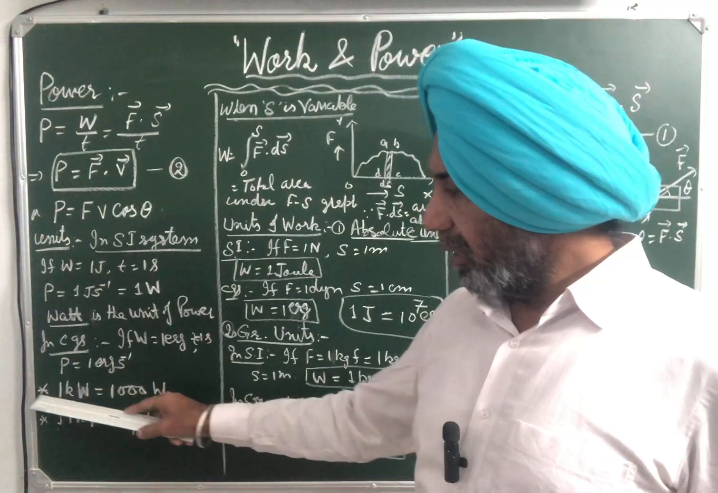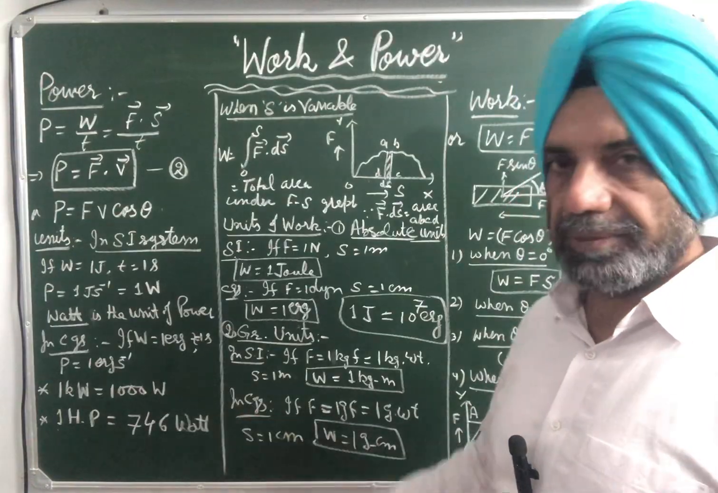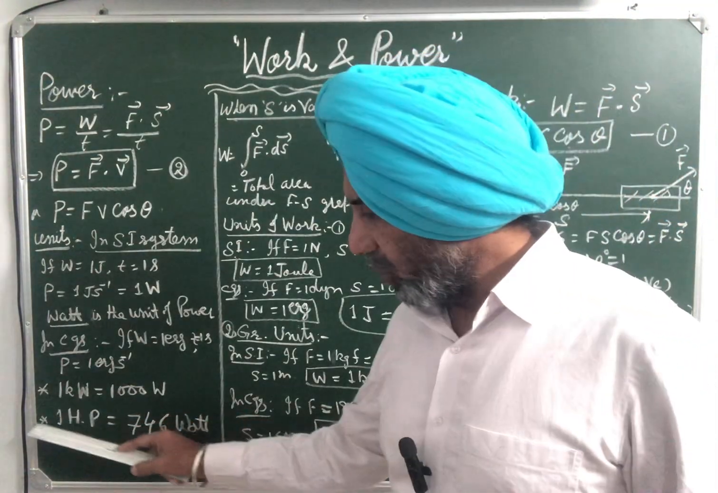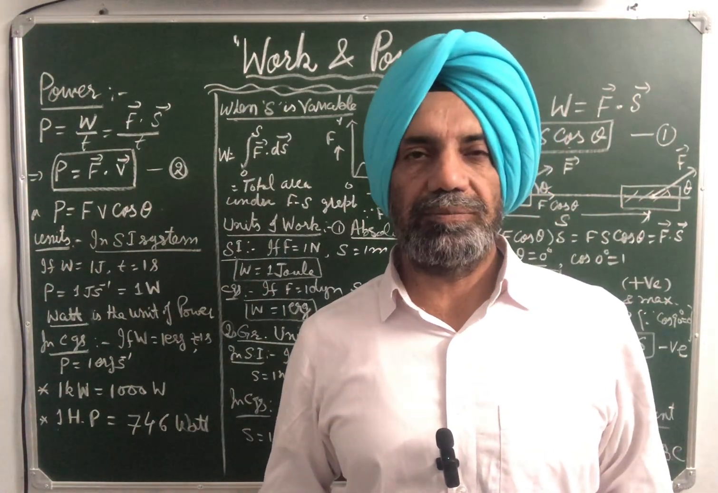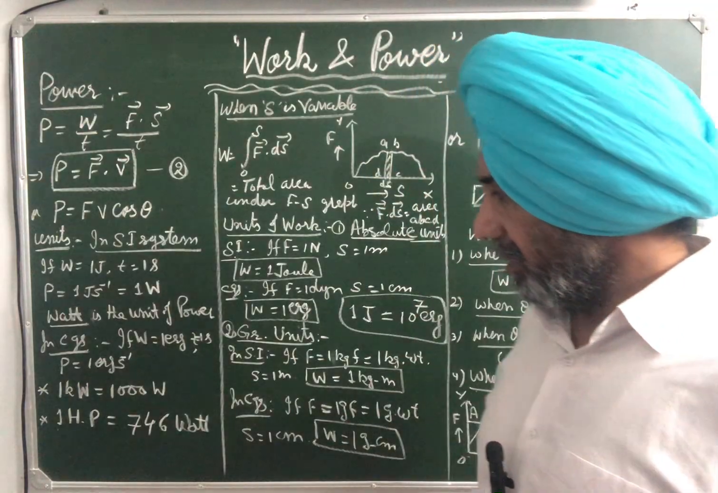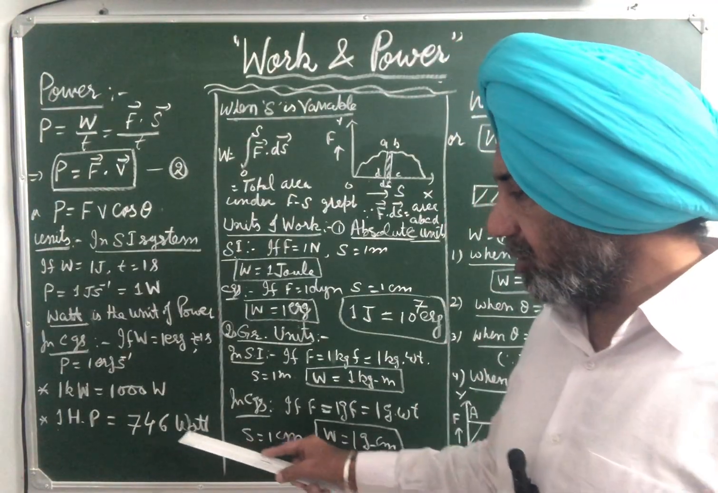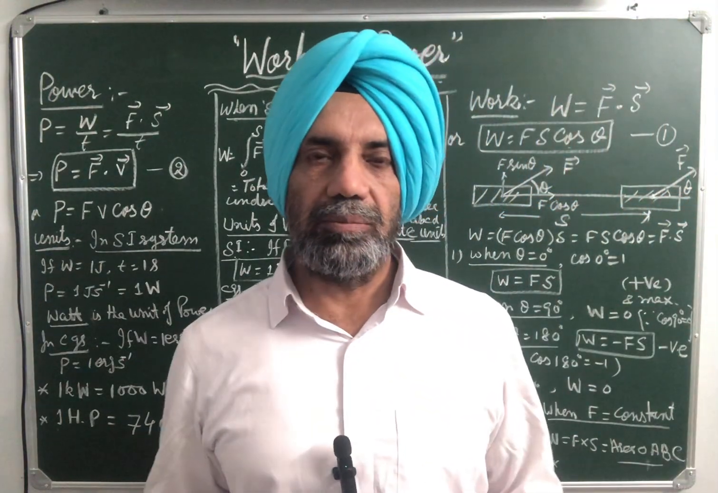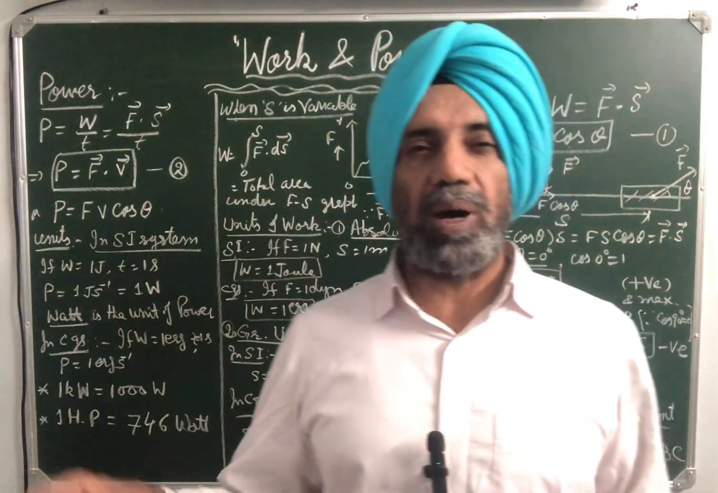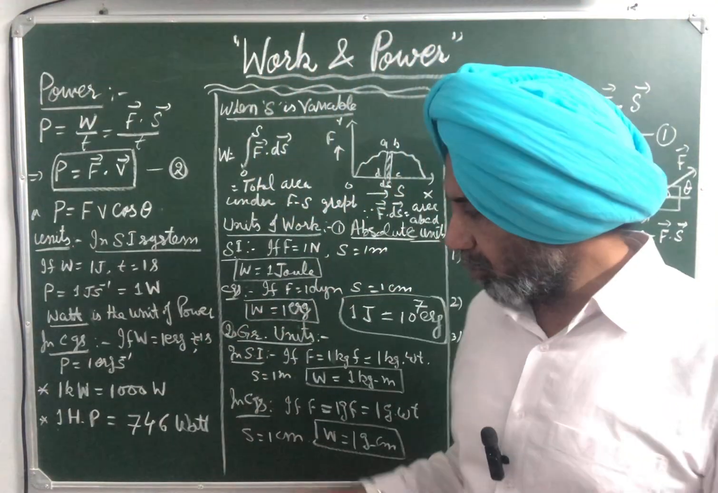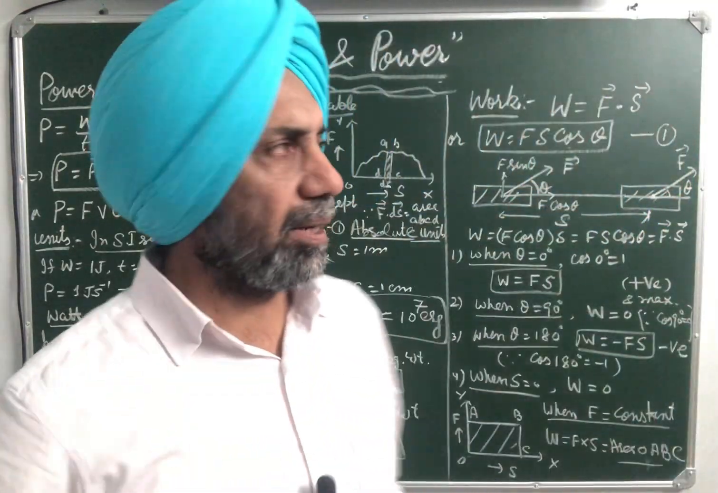There is a practical unit, some bigger unit of power, known as kilowatt. 1 kilowatt is equal to 1000 watt. And there is one more unit known as horsepower, which is defined as the average power of a horse. This average power of a horse, that is 1 horsepower, is equal to 746 watt. Some engines, like tractors, are rated in horsepower. So horsepower is the practical unit for machinery. So this is all about work and power and their units.